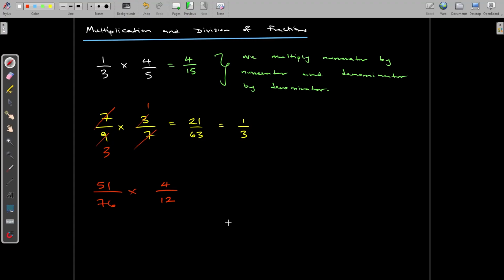The 4 and the 76. So 4 into itself 1 time, 4 into 76, 19 times. Anything else? No. Sir, the 51 and the 12 by 3. So 3 into 12, 4, and 3 into 51, 17. So this would be 17 over 76, and that would be your answer.